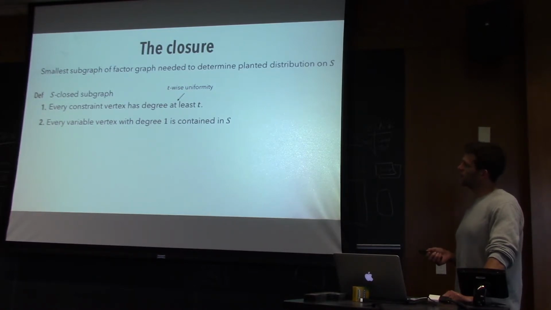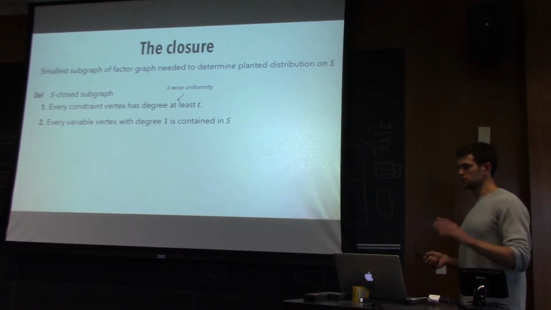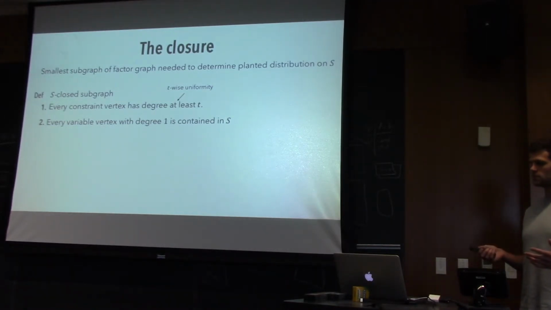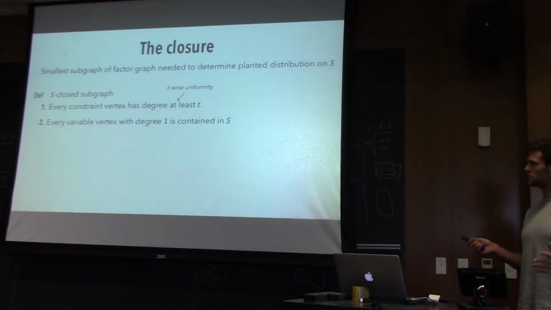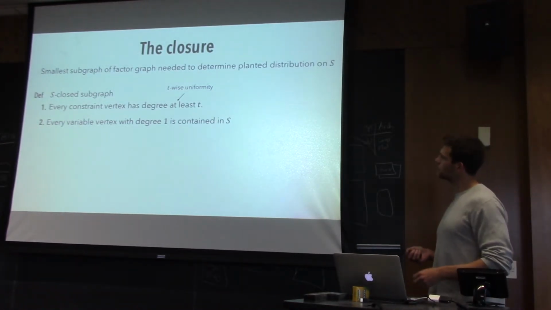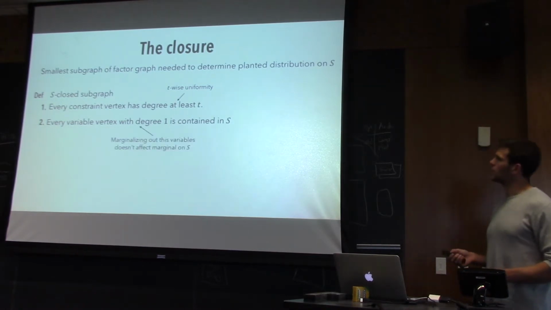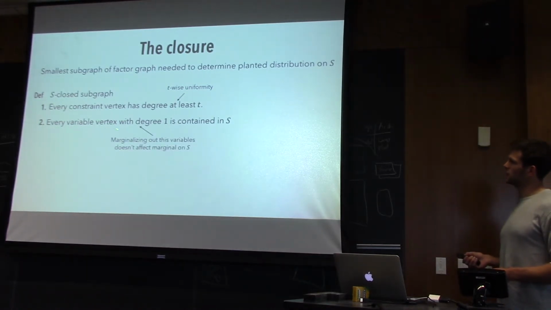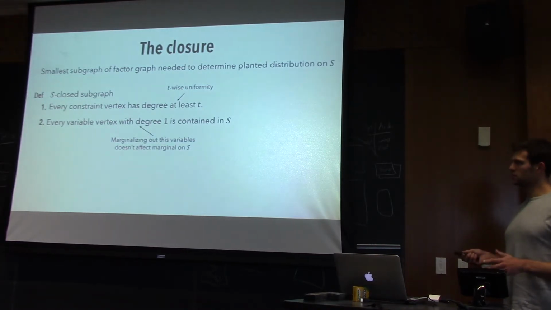This is here because of t-wise uniformity. If you had a constraint vertex that had degree less than t, it wouldn't really affect you, because the distribution we're drawing from is t-wise uniform. Once you look at fewer than t things, it's just going to be the uniform distribution. It doesn't really affect what you're trying to do. And over here, if you had a variable vertex that was not in S with degree 1, you could just marginalize it out and it wouldn't affect what's going on with S. So this definition is really just keeping everything that matters when defining these distributions.